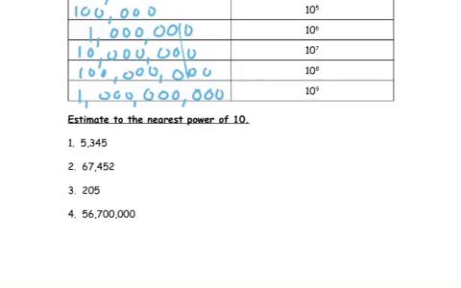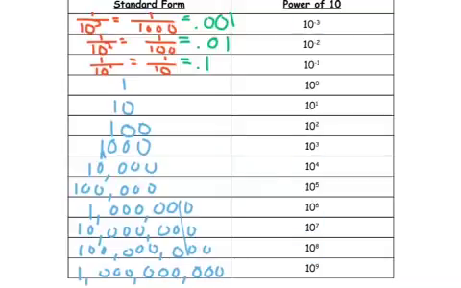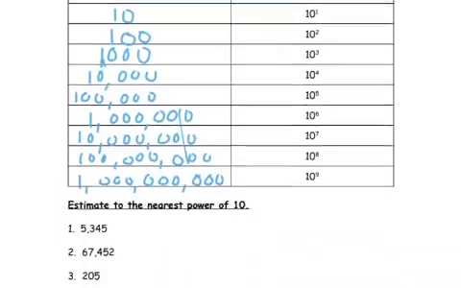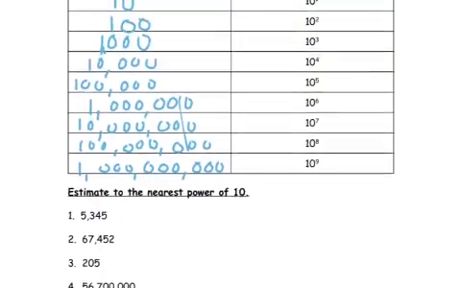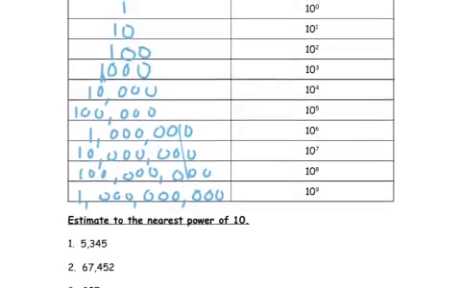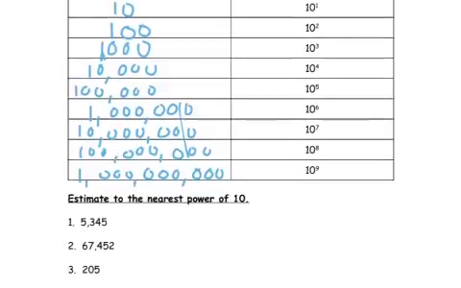On this next part, it's asking me to estimate to the nearest power of 10. So you could refer to your table to figure out which power of 10 my answers would be closest to. So 5,345. If I look at my powers of 10 table, is 5,000 closer to 1,000 or 10,000? Well, remember, if we go 5 or above, you round up. So I would have that 5,345 is closer to 10,000.